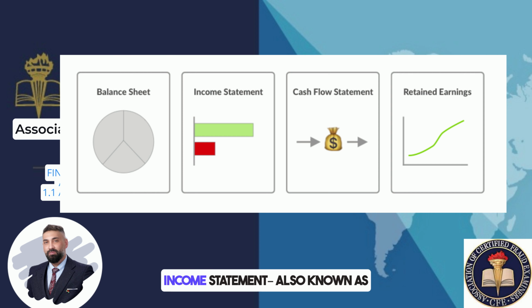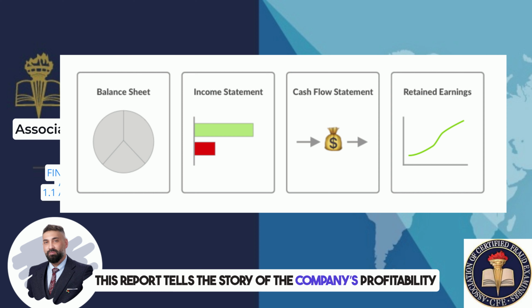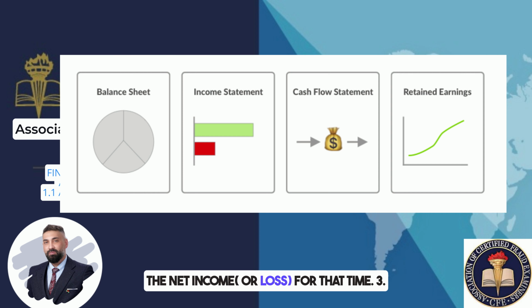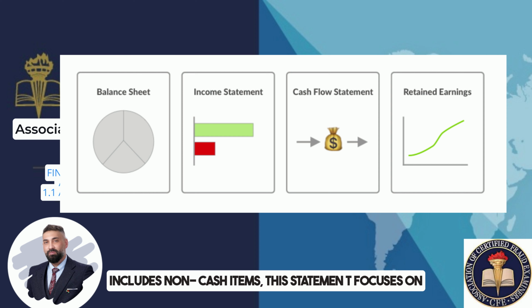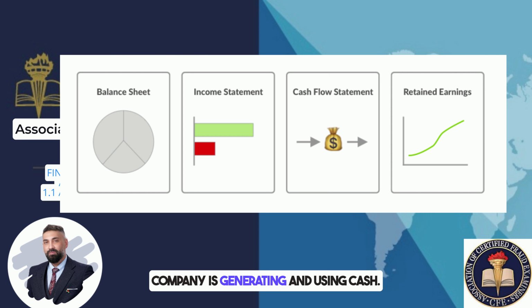2. Income statement, also known as the profit and loss statement. This report tells the story of the company's profitability over a period, tracking revenues and expenses to reveal the net income or loss for that time. 3. Statement of cash flows. Unlike the income statement, which includes non-cash items, this statement focuses on cash inflows and outflows, providing insights into how the company is generating and using cash. It's a vital tool for understanding liquidity.